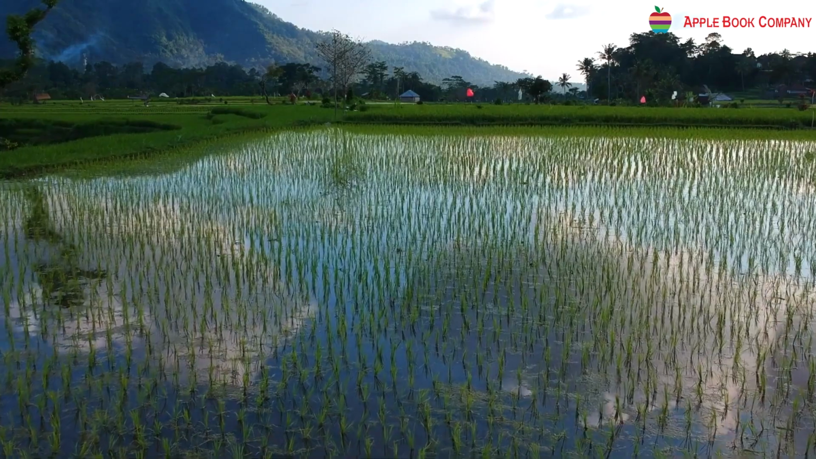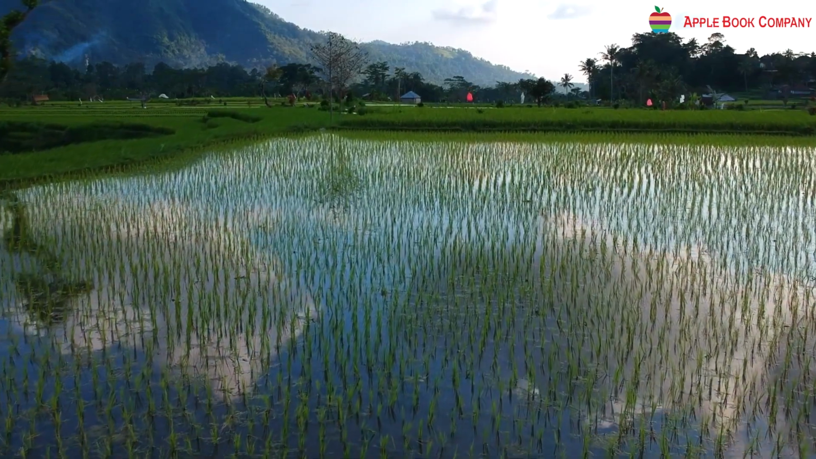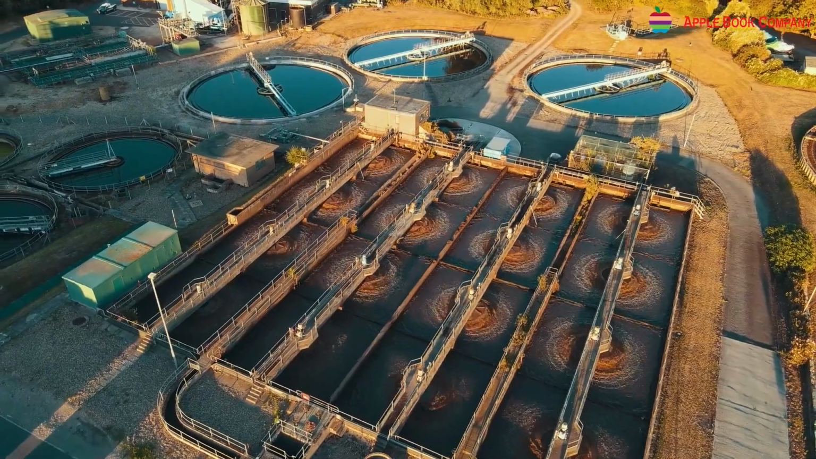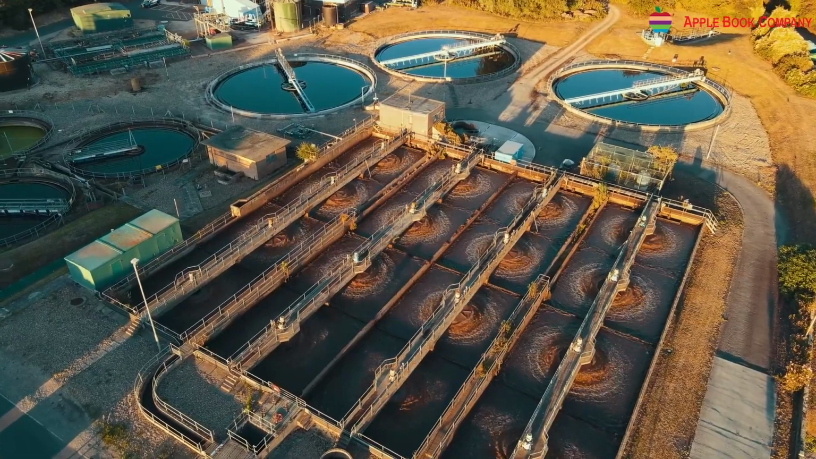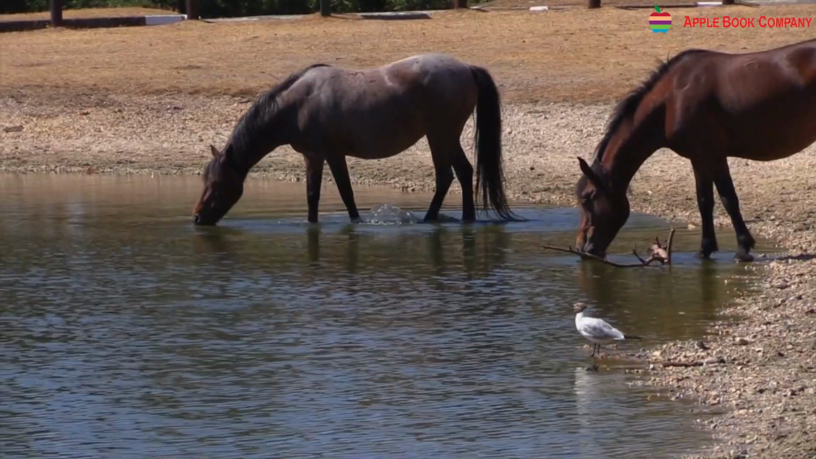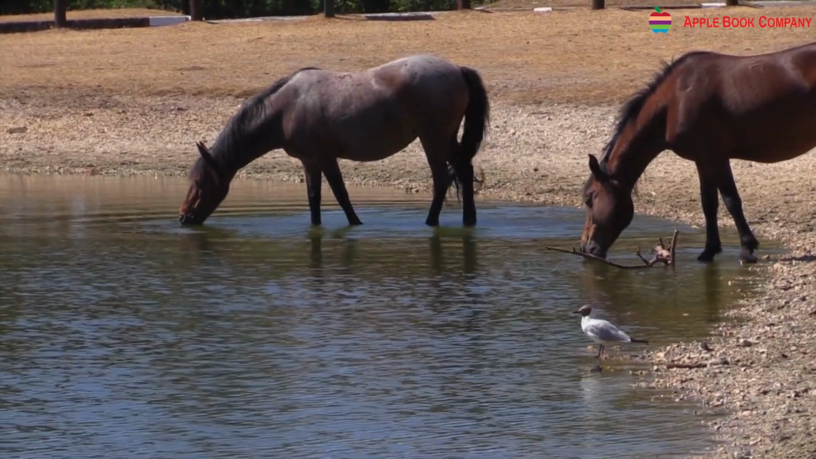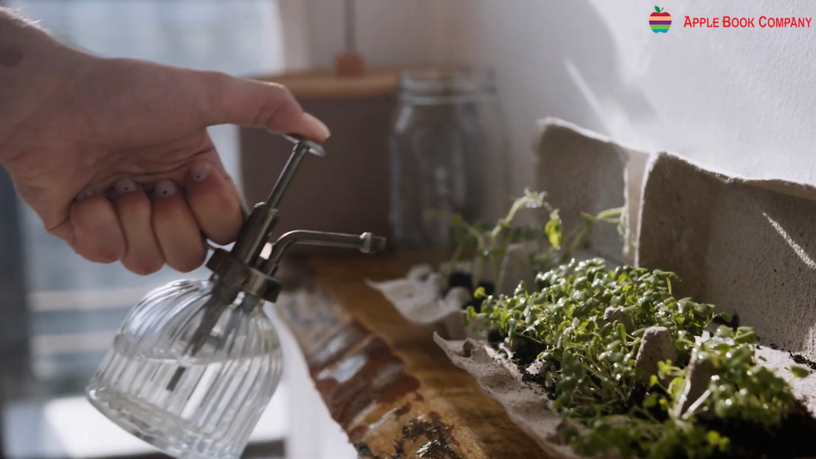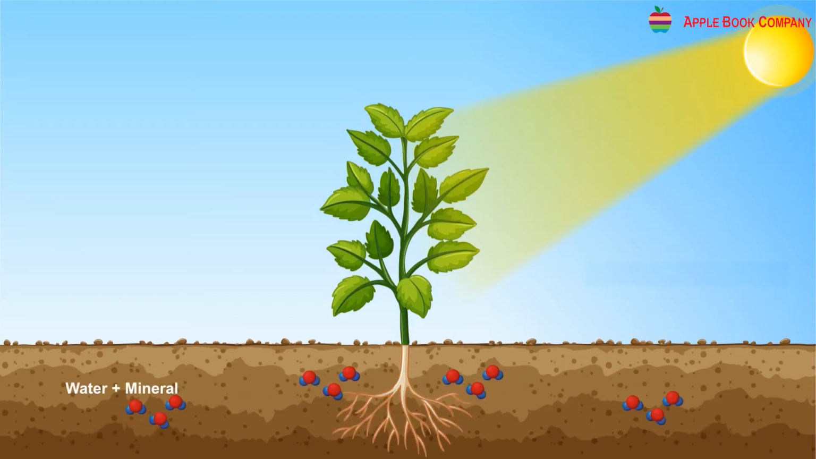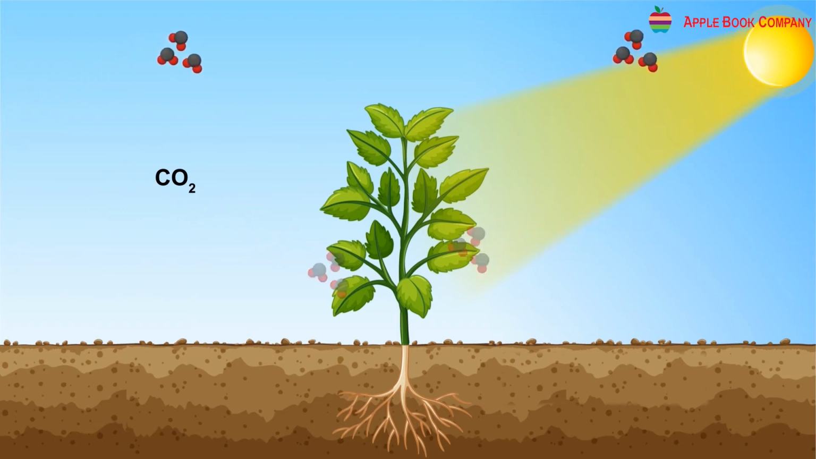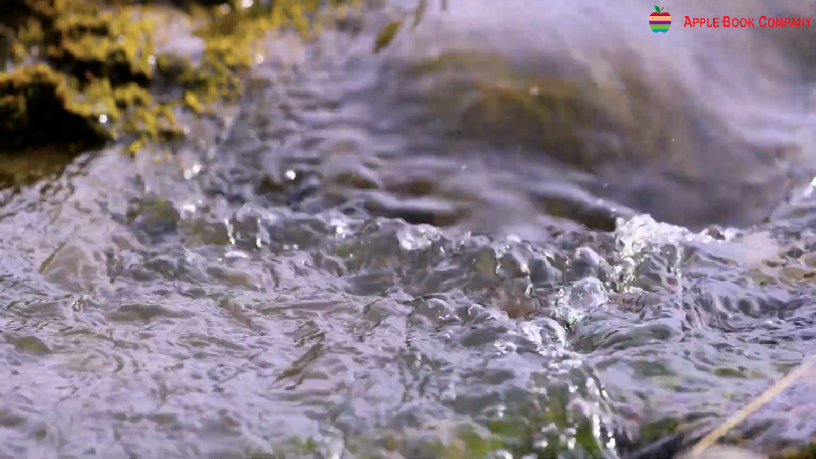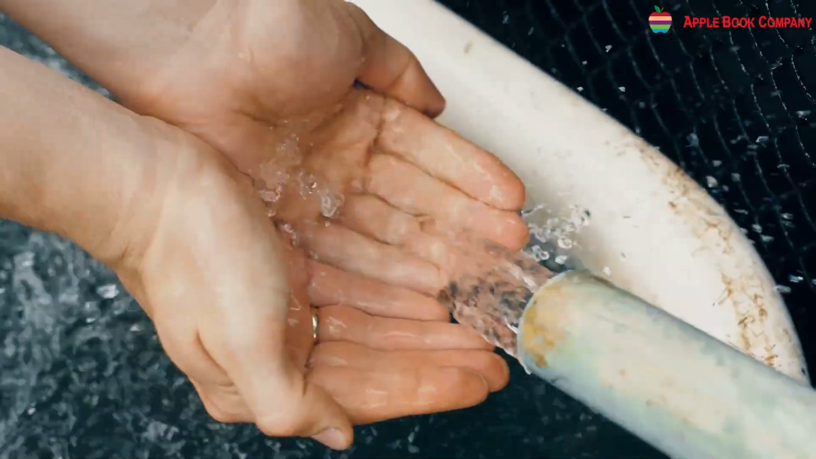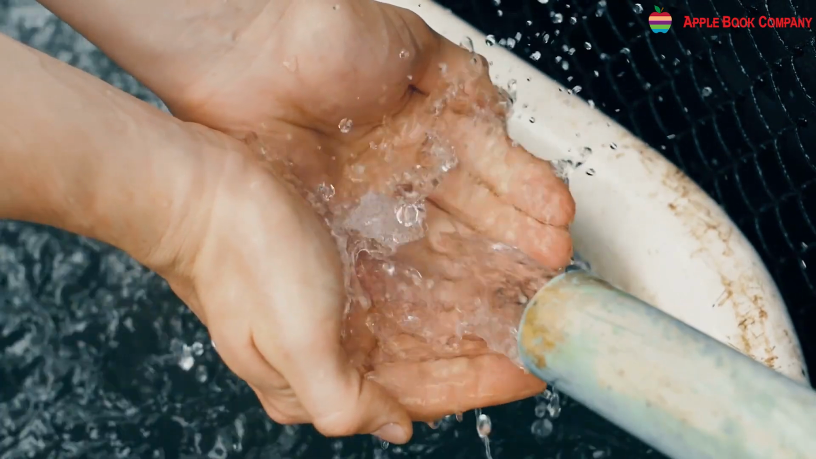Farmers need water to irrigate their crops. In industries, water is required to carry out processes. Animals need water to drink. Plants need water to carry out the process of photosynthesis. Since water is in limited supply, we need to use it judiciously.